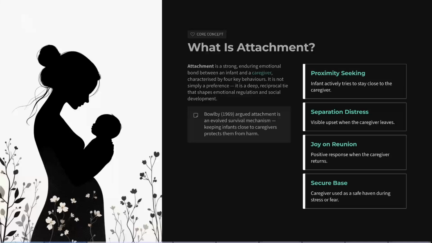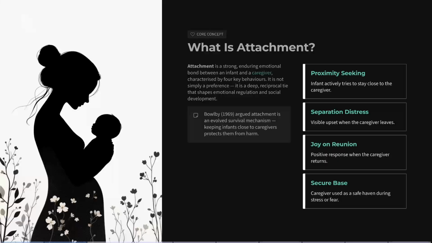And the secure base. The caregiver is used as a safe haven during stress or fear. The attached infant can move out into the world to explore, but periodically returns to the caregiver for reassurance. And this secure base function is essential for healthy cognitive and social development.